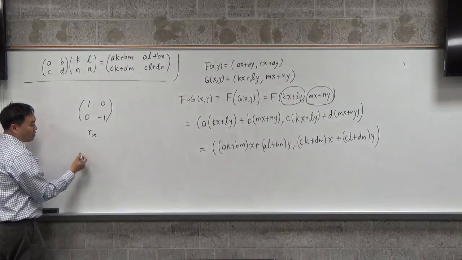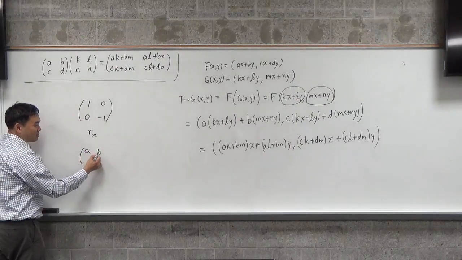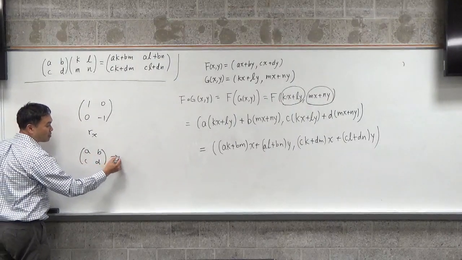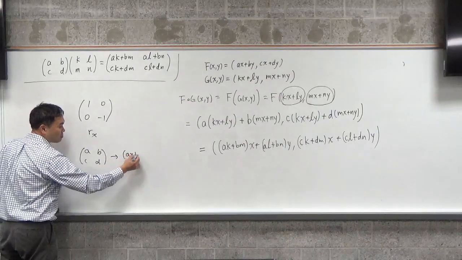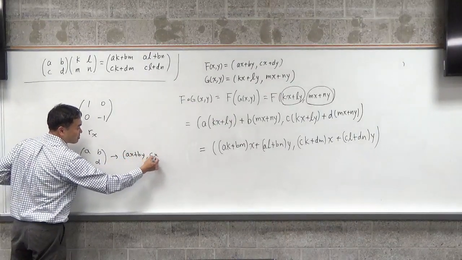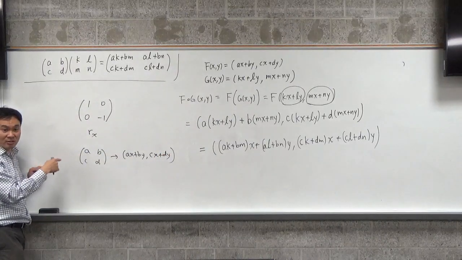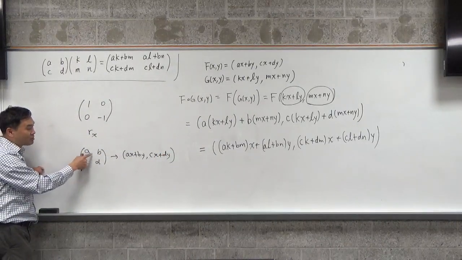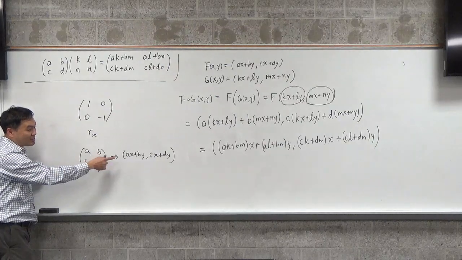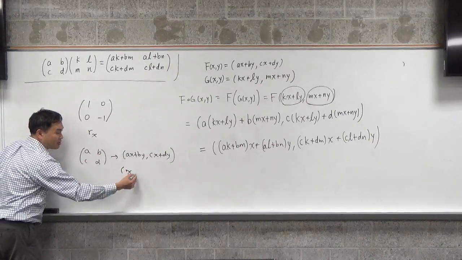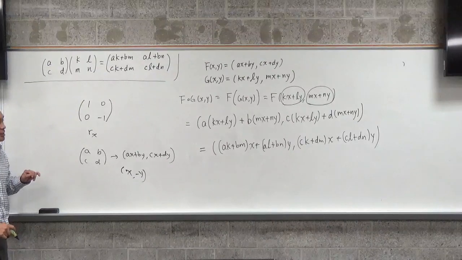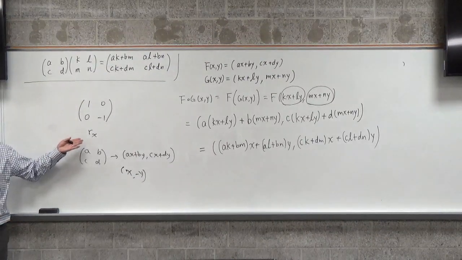Well, our convention is that a, b, c, d becomes the function ax plus by, cx plus dy. So under this convention that we're using, a is 1, that's 0, 0, negative 1, that's exactly x comma negative 1. And this is indeed reflection over the x-axis, right?